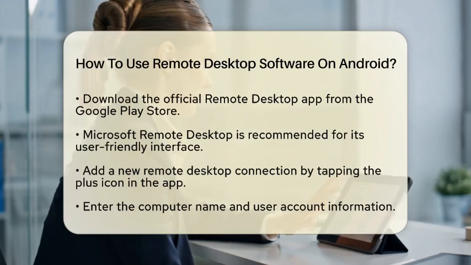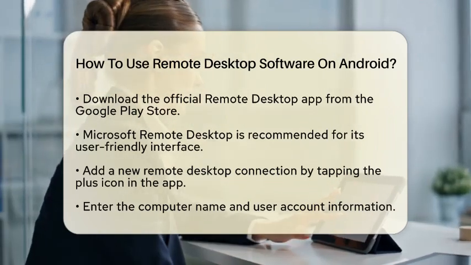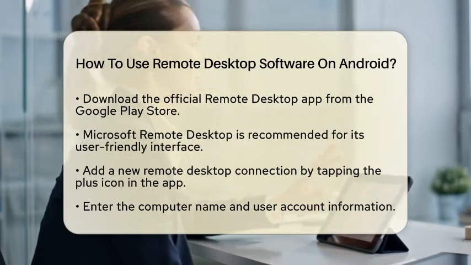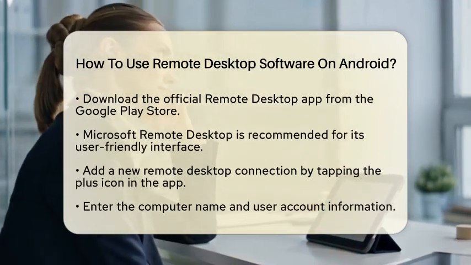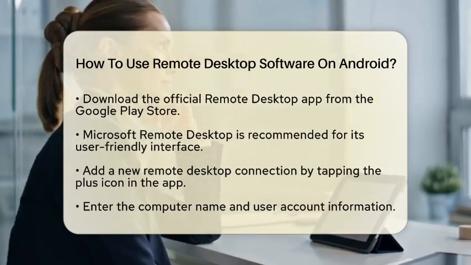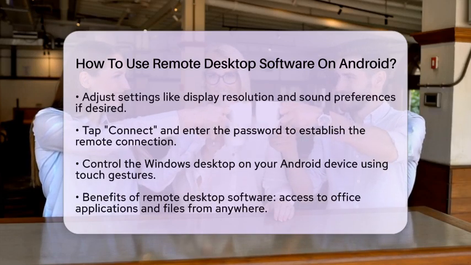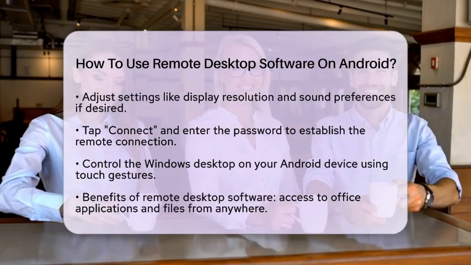Now it's time to establish the remote connection. After entering the required details, tap Connect. When prompted, enter the password for the computer. Once connected, you will see the Windows desktop on your Android device. You can control it using touch gestures that mimic mouse and keyboard inputs.